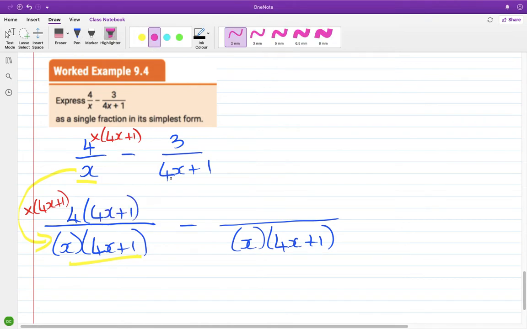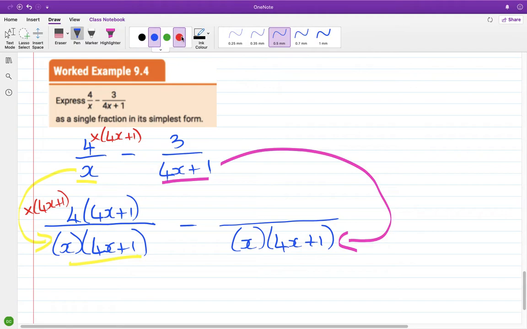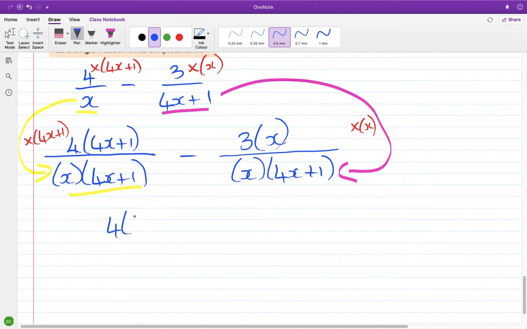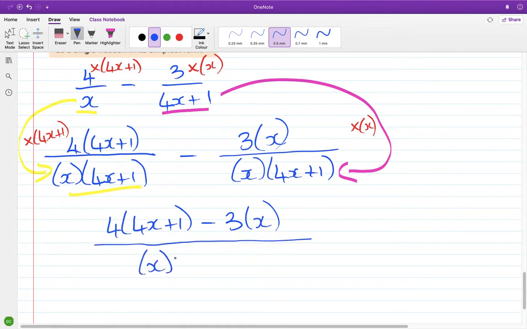This one then, going from 4x plus 1 to this, what's missing? It's the x that's missing. So I need to multiply by x. So if I need to multiply by x there, then I need to multiply by x up here. So that becomes 3 times x. Merge. So it's 4 times 4x plus 1 minus 3 times x all over, and you write the denominator once, not twice.